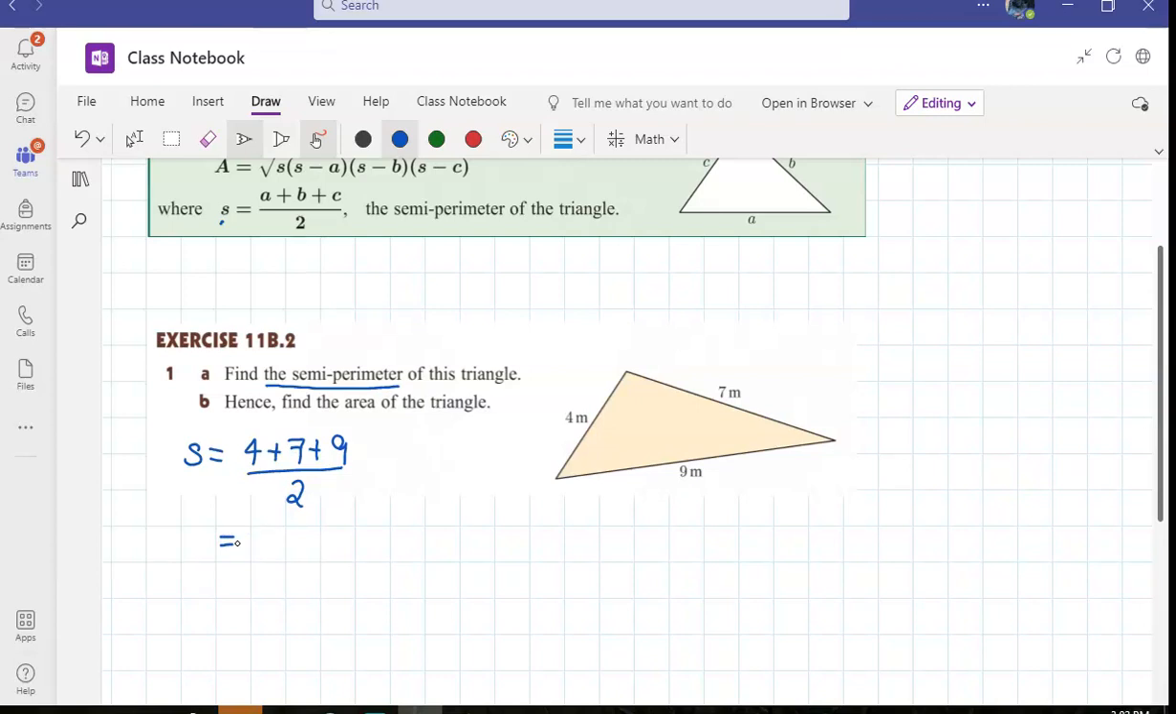4 plus 7 is 11. 11 plus 9 is 20, divided by 2 is 10.